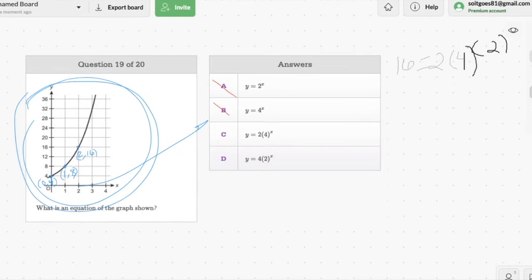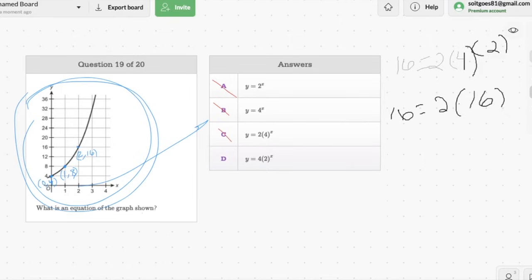Okay. So let's PEMDAS this here, right? You got 16 equals 2 times 4 to the power of 2. How do we simplify this with PEMDAS? You're doing exponent first. That gives me 16 times 2. Excellent. Is that a true statement? No, right? You're going to get 32 on the right-hand side, not 16. So C is gone.